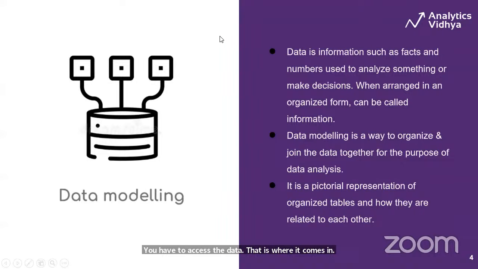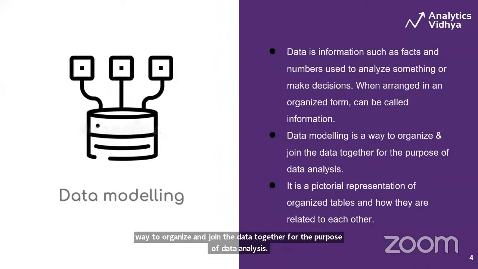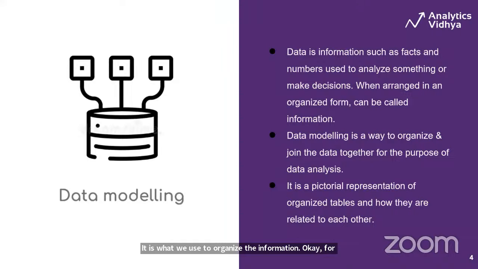What is data modeling? Data modeling is a way to organize and join the data together for the purpose of data analysis. It is what we use to organize the information for multiple tables and how they are related to each other. For example, when we access an e-commerce website, I have multiple sources of data. I have vendors data, customers data, website data, and product data. But I cannot just put it into one table and start accessing it, right? Because that's not feasible. You will have tons of data and you don't know what to refer to. So data modeling comes into the picture at that time.